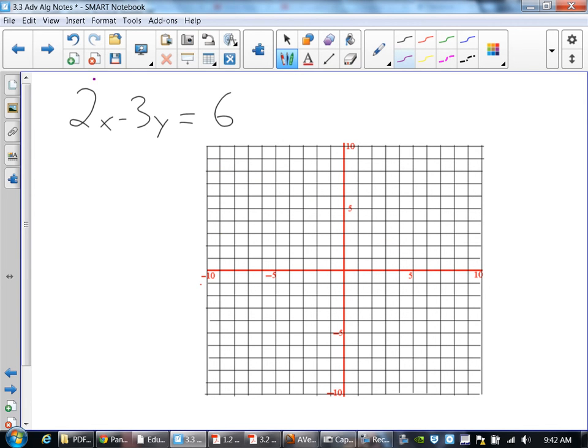So what you're able to do is what's called a quick graph by cover and solve. If I cover up this, that means it's 2 times 0. What's 2 times 0? 0. So I get negative 3y is 6. What's my y-intercept? Negative 2. If I cover this up, I get 2x is 6. That means it's 3 times 0 to find my x-intercept. What's x? 3. There's my x-intercept. How many points do you need to have to determine a line? 2.